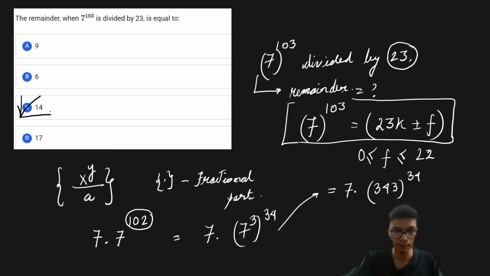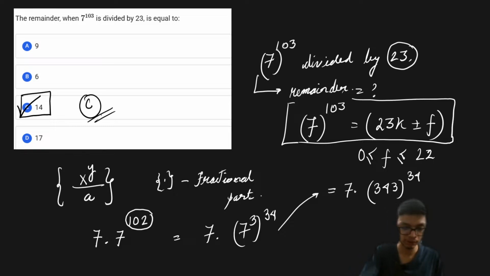So the remainder to this particular problem is going to be 14. I hope this is clear to all of you. Please let me know if this is clear or not. Yes, excellent Bidhan. You're correct. Your answer is 14. That's really correct. Excellent. So I hope this is clear to all of you.